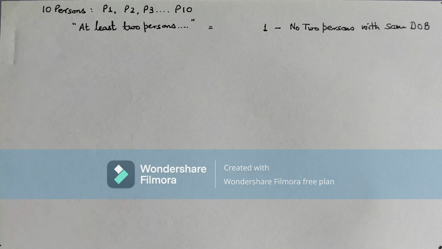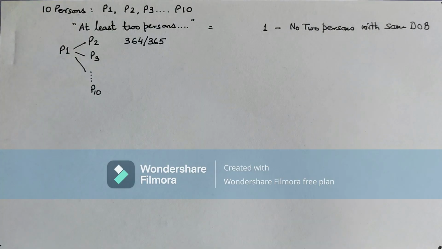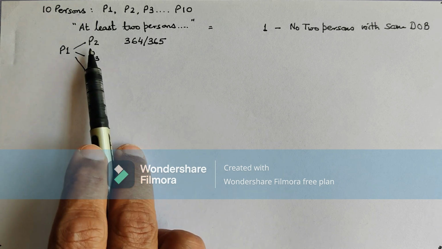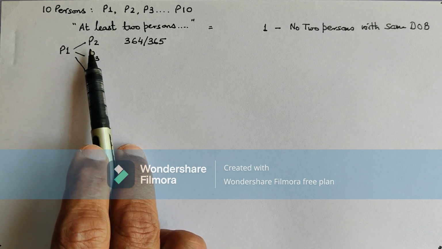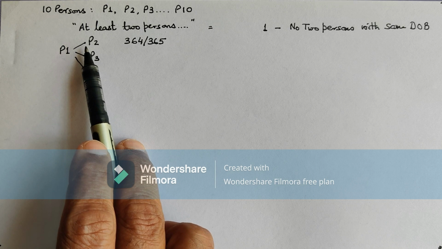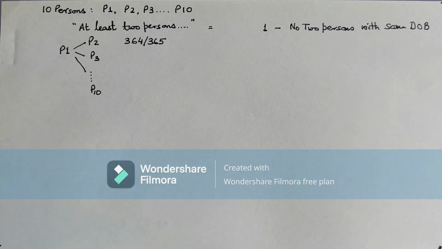Take the first person, let's call him P1. He will have some date of birth. Pair him with each of the remaining 9 persons. The probability of each pair not having the same date of birth is 364 by 365. There are 365 days in a year. P1 has already occupied 1 day. So for P2, randomly chosen, not to fall on the same date as P1, he has 364 options left out of a possible 365 options. So the probability is 364 by 365 for each of them.